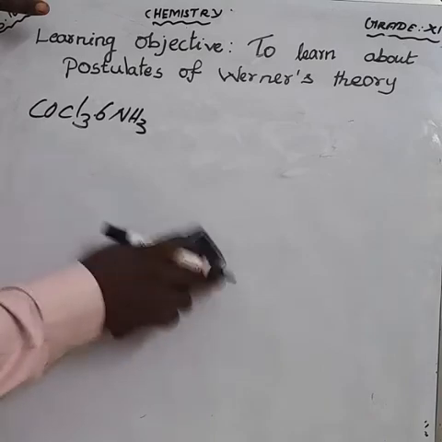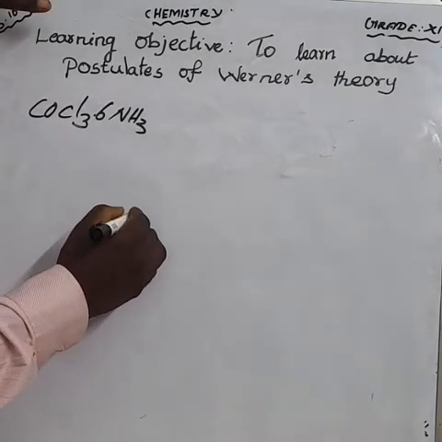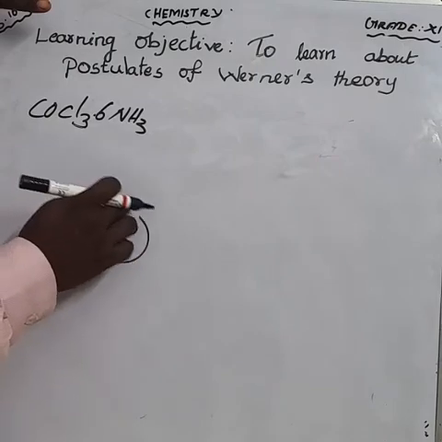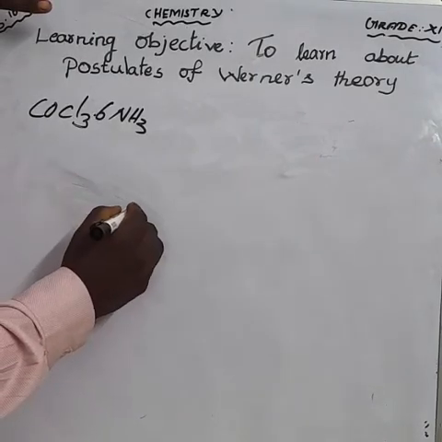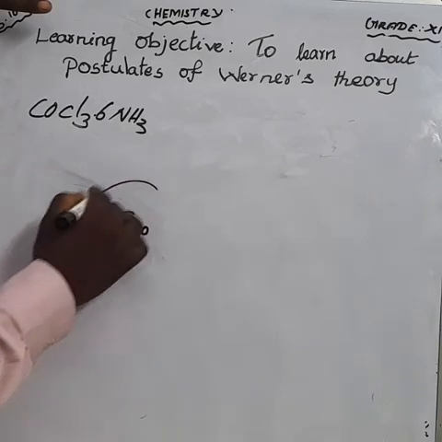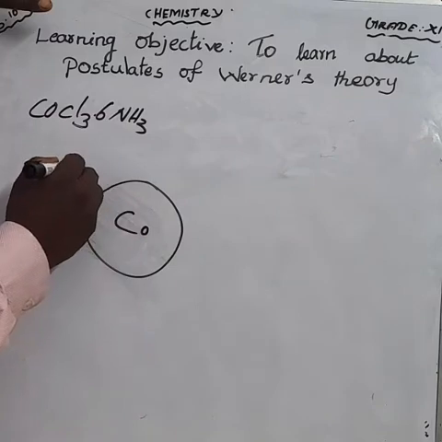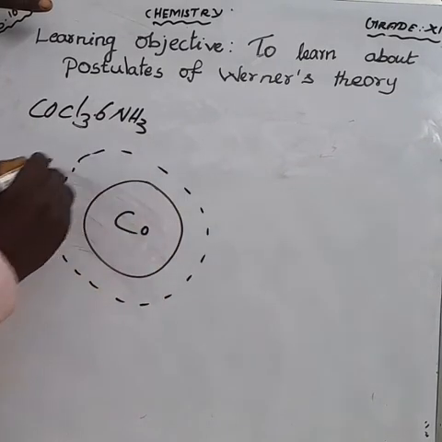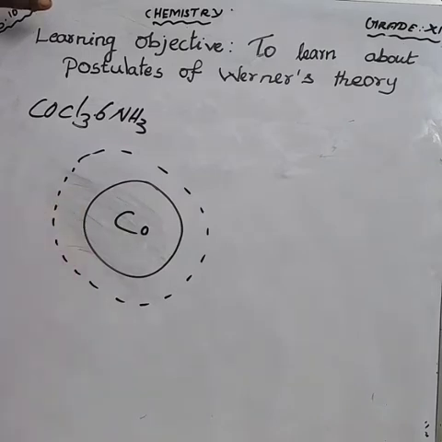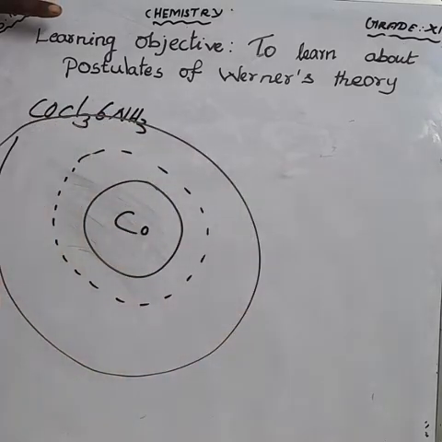The central metal is cobalt, so we write cobalt. Here, the first one is the coordination sphere, which we said is the inner sphere. Next is the ionization sphere.